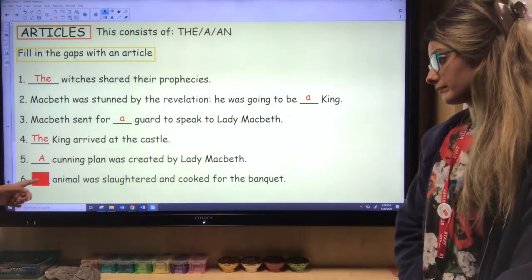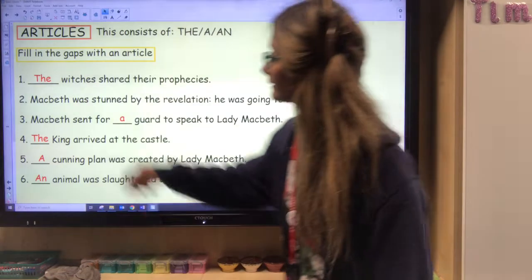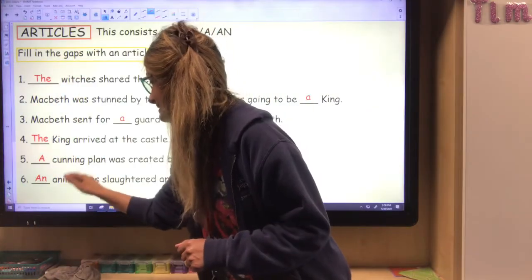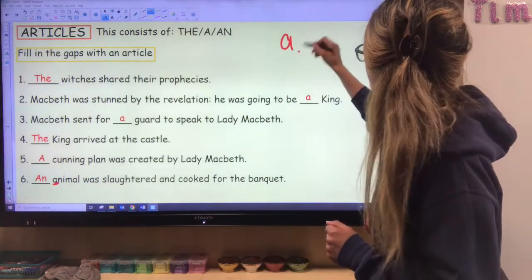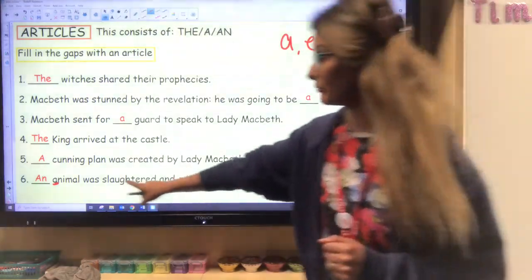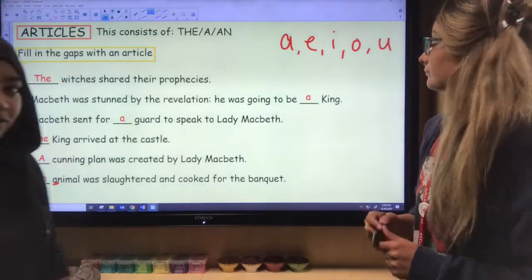And the last one, Mrs. Gale? An. So some of you get a bit muddled with this. When you need an, it is because the next word, in this case a noun, starts with a vowel, which is A. And your vowels are A, E, I, O, U. So if your word afterwards starts with a vowel, it must be an. Okay, that's a really good top tip.